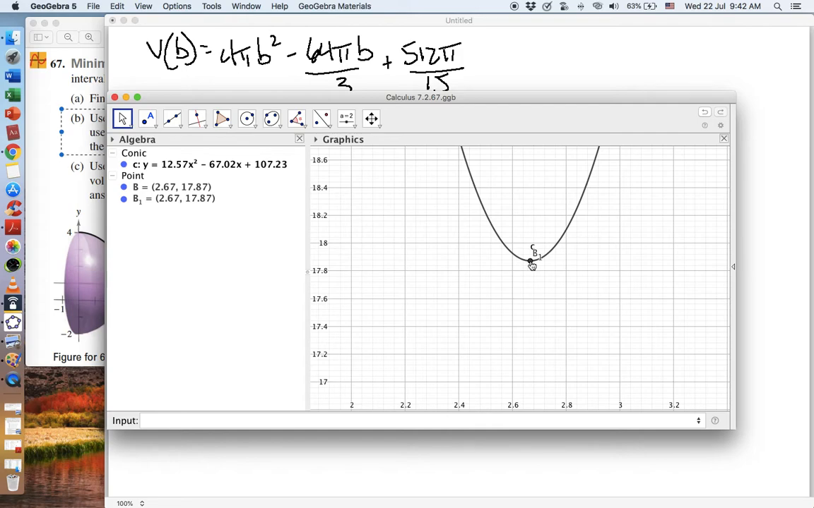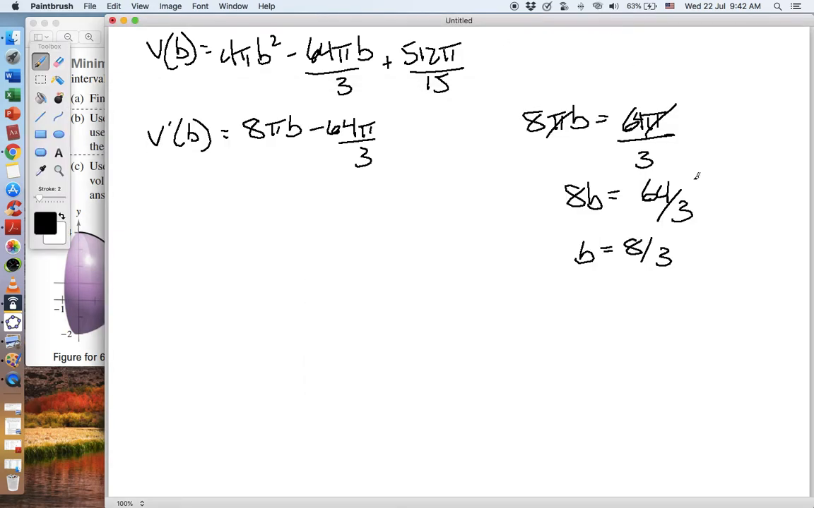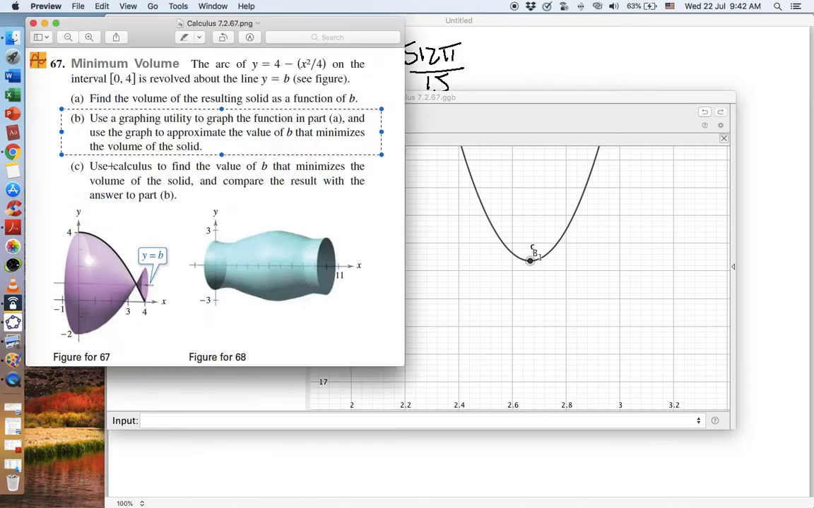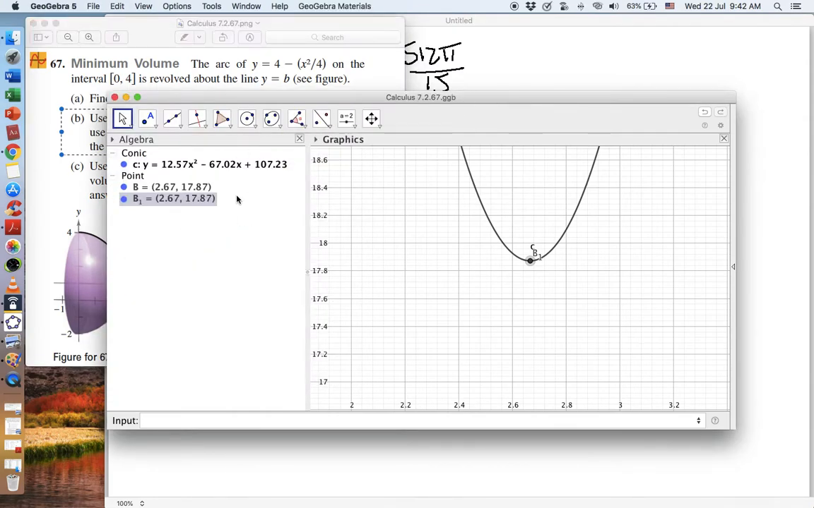And that minimum volume is here at B1, which is about 2 2/3, which is 8/3. 2 2/3, and then our y value is 17.87. So 17.87 cubic centimeters, or whatever our units are here. Does it say what our units are? It does not say what our units are. So 17.87 is our minimum volume.